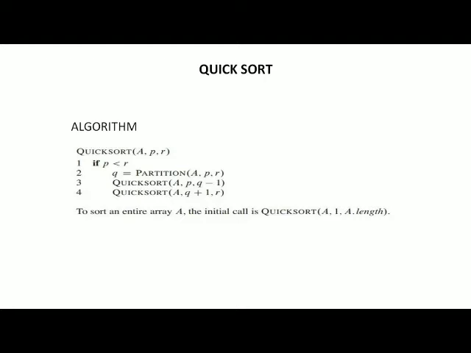In step number 1, if P is lesser than R, it means that P is being compared with R. The start index is always going to be 0, and it is going to be compared with R, which is nothing but the end index or the last index. In the second step, if it is lesser, then partition is called. Now let's see what the partition algorithm is, then we'll see the other steps 3 and 4 later.